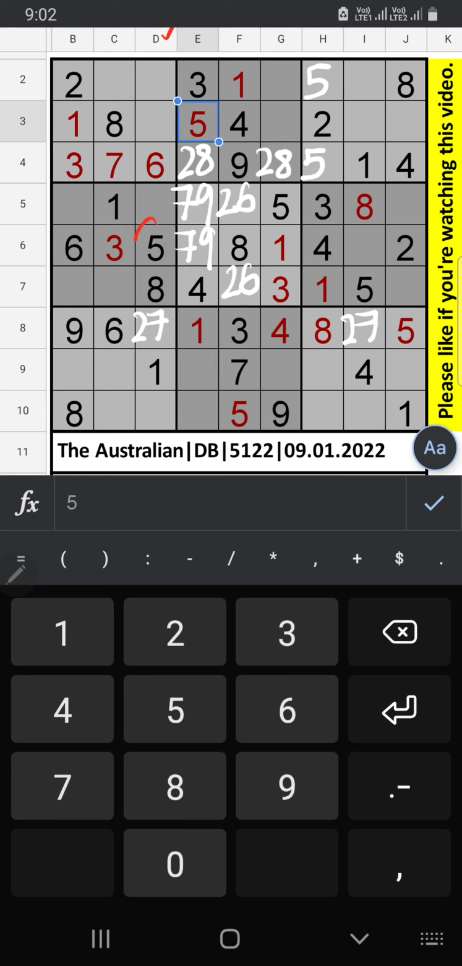Column D, we have 5. So 5 can't come in this cell. Then 5 is confirmed here. Since 5 is here, 5 can't come in this cell. Then 5 is here. First grid, 2 numbers are remaining, 4 and 9. Third row, we have 4. So 4 can't come in this cell. 4 is confirmed here. Then 9 is here.